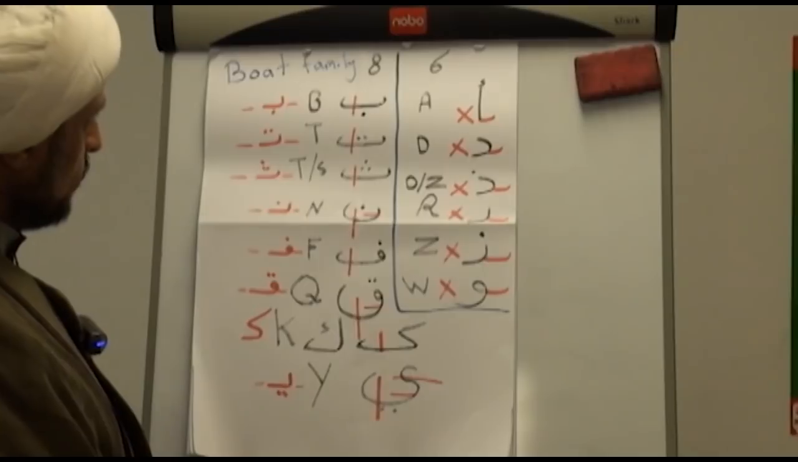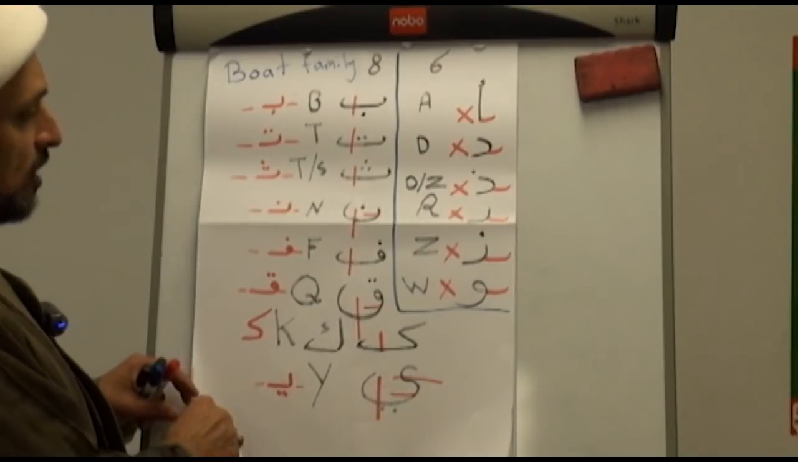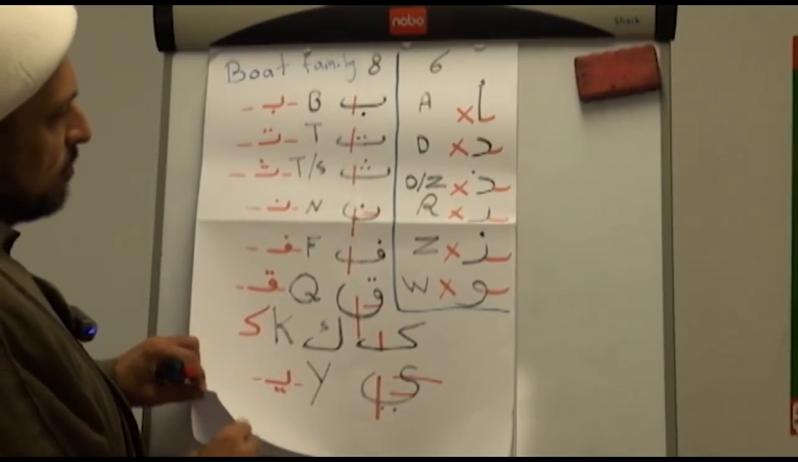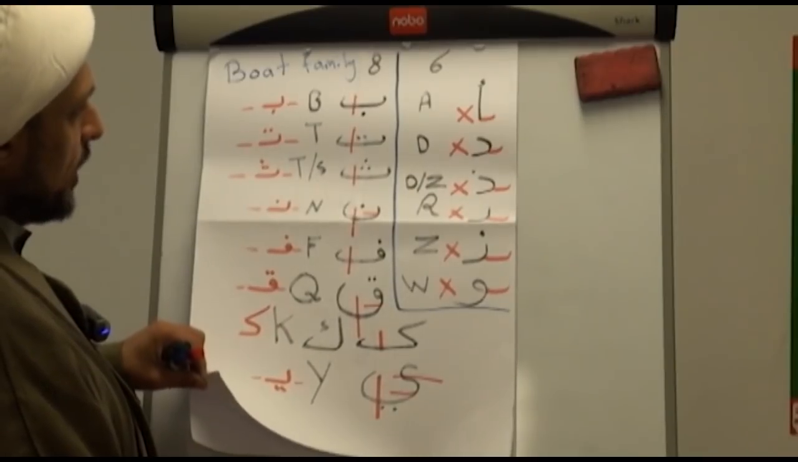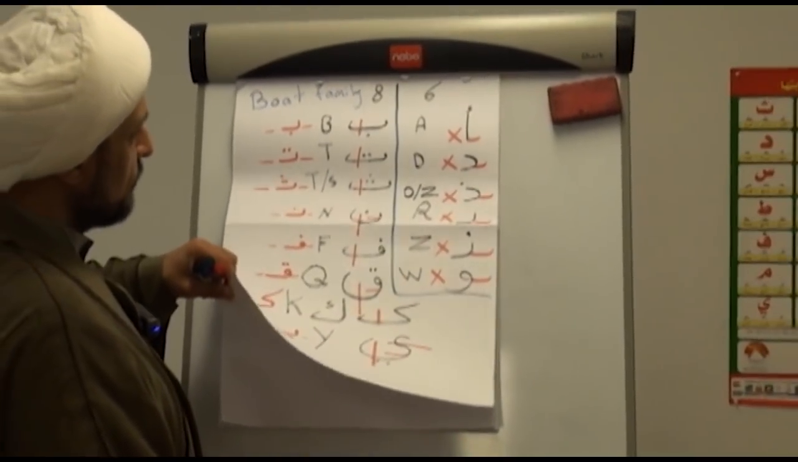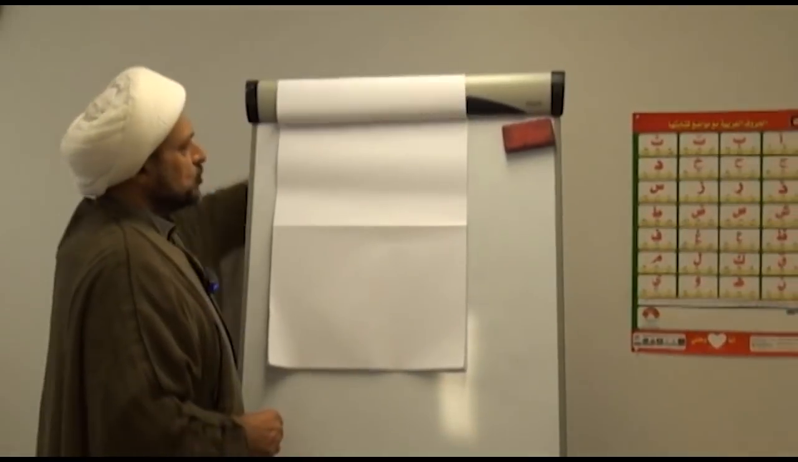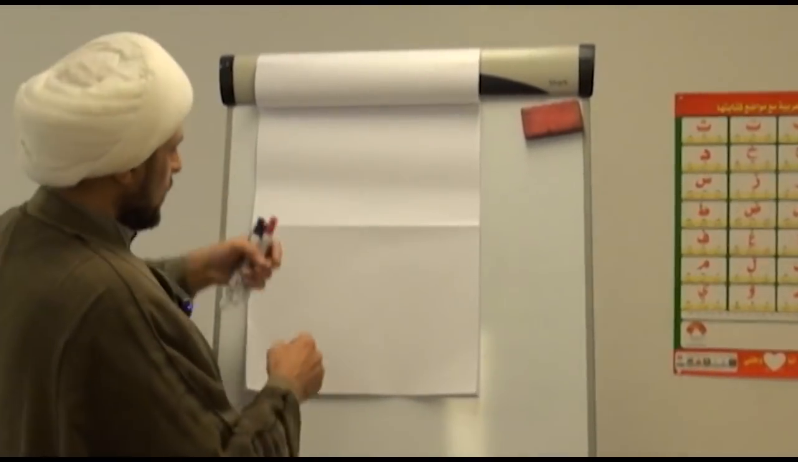And this is how they look when their tails are cut and when they are connected. Now we come to the other family. We'll flip the chart. Let's take the other family.